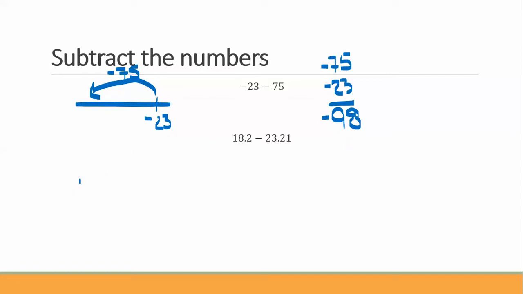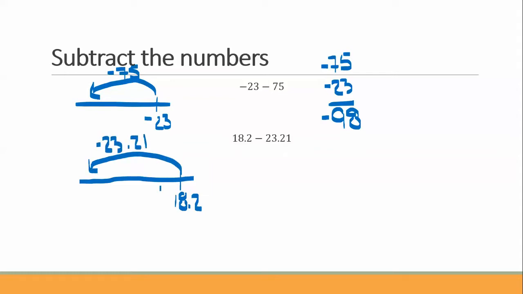The second one, we're doing 18.2, and we're subtracting -23.21. From here to 0 is 18.2, so our actual number is going to be less than 0. So our final answer is going to be negative.